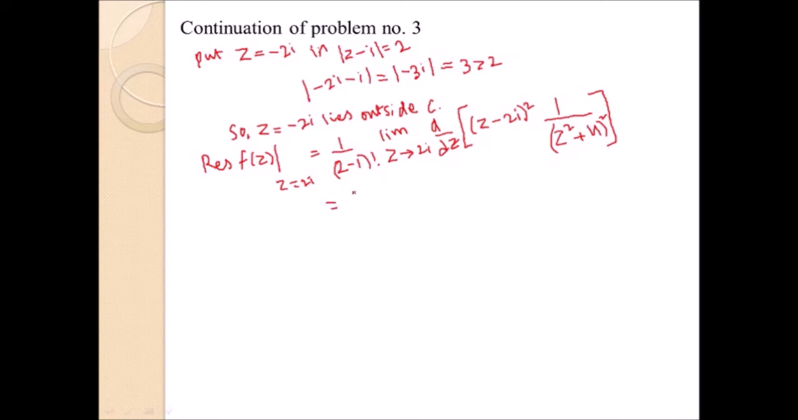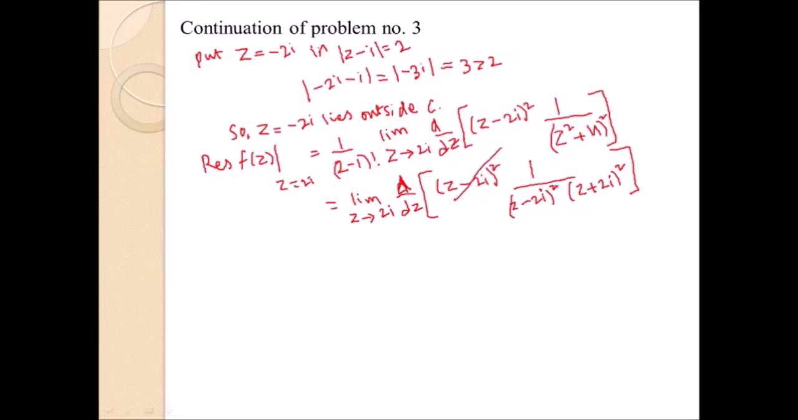Now 2 minus 1 factorial is 1 factorial, so 1. So I write limit z tends to 2i, d by dz of z minus 2i whole square times this function. We can write this function as z minus 2i whole square, z plus 2i whole square. So we can cancel out z minus 2i whole square.